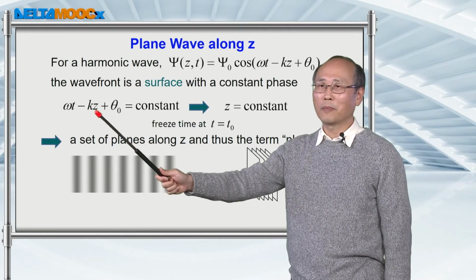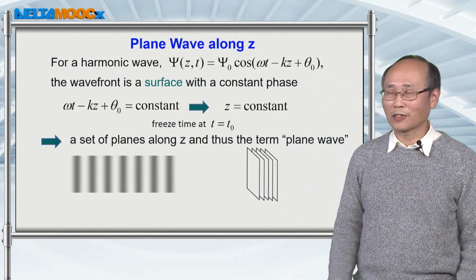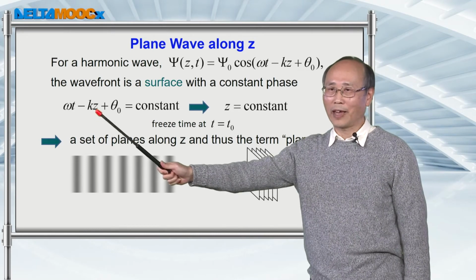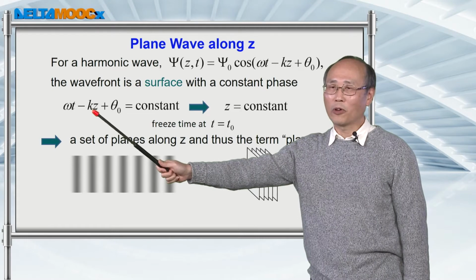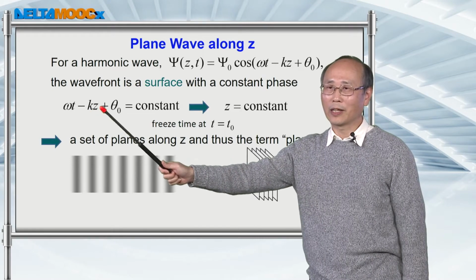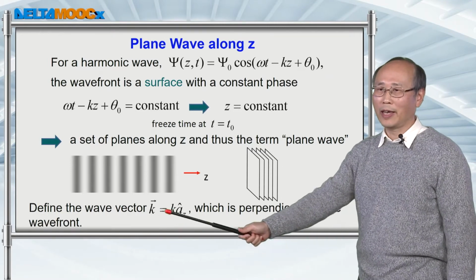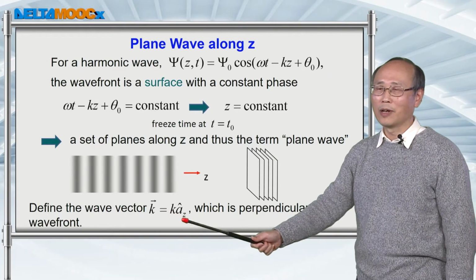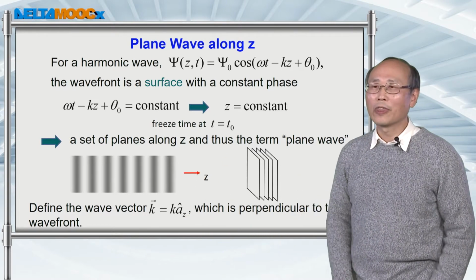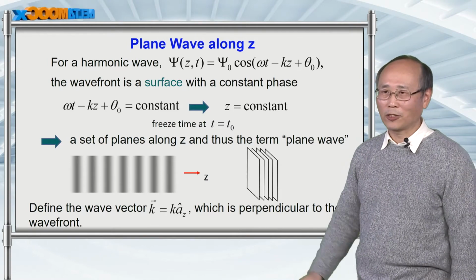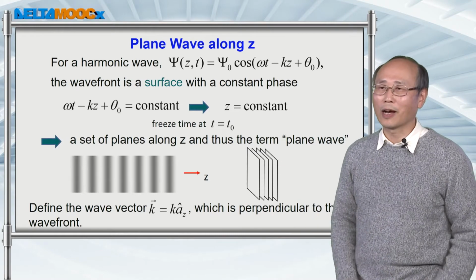So this k multiplied with z, in fact, can be considered as the two vectors dot product together. K is along z direction, which is the wavefront normal direction, and z is just a position vector. So let's write k equal to an amplitude multiplied with the unit vector along z direction, which gives you the wavefront propagation direction, and it's perpendicular to the wavefront.